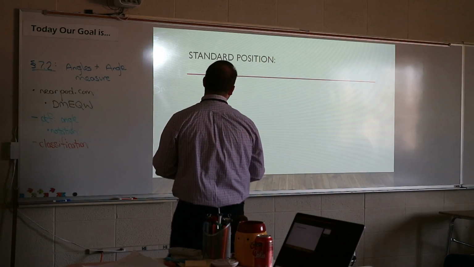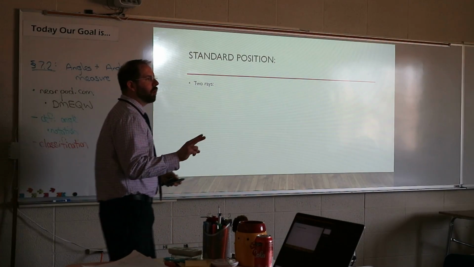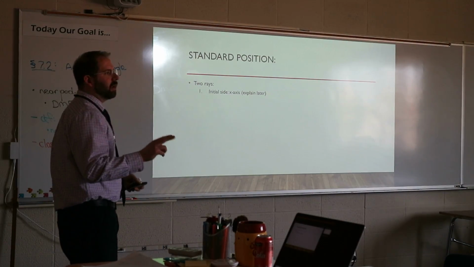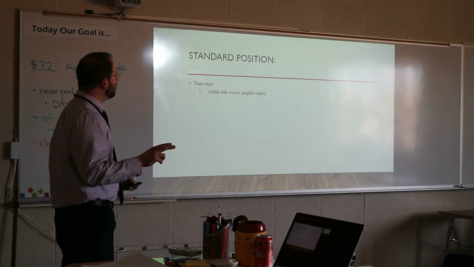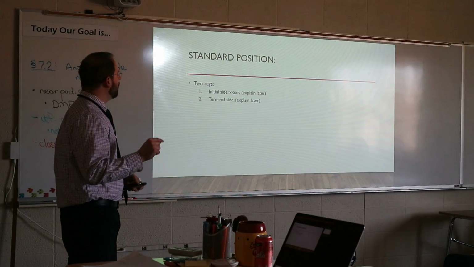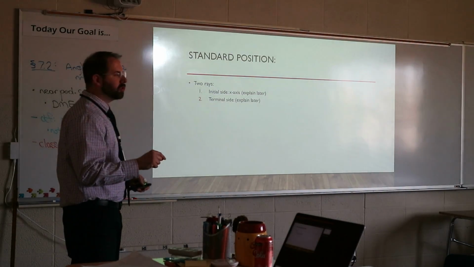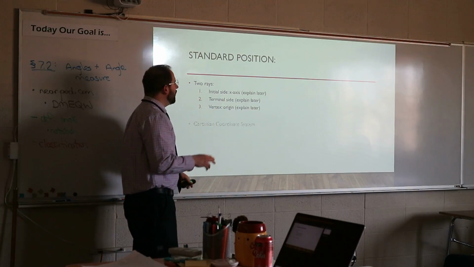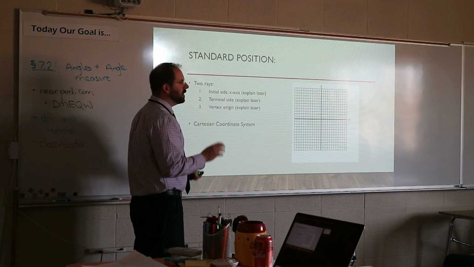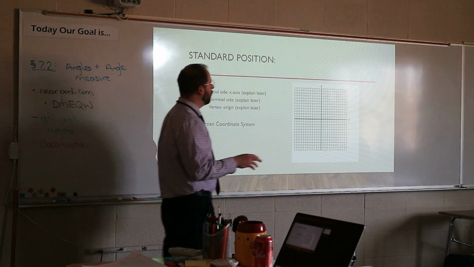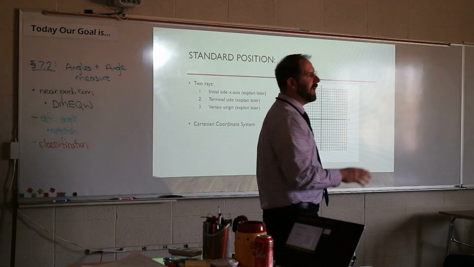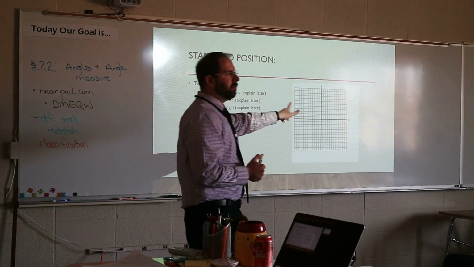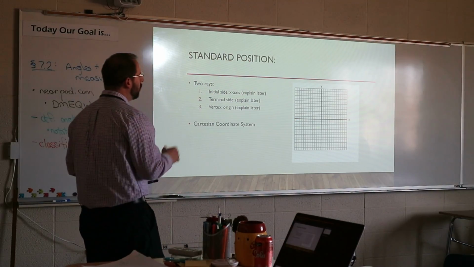Okay. Standard position. 2 rays. The first ray is called the initial side. That's on the x-axis. Vertex is on the origin. Terminal is on whatever side you end with. Here's the big thing. We use the coordinate plane. This is the picture I have. So, like Connor, this is the picture that I handed to you earlier with all the graphs.